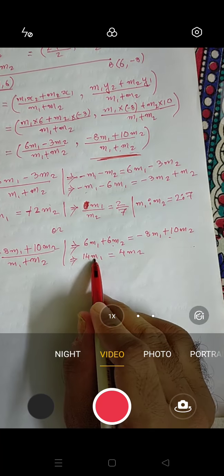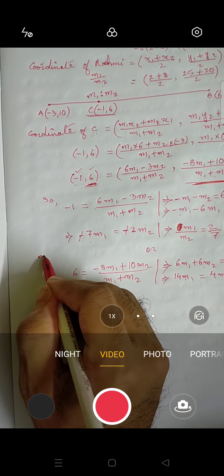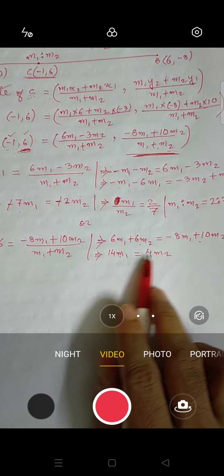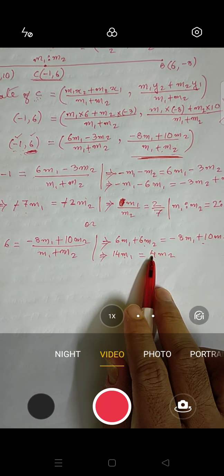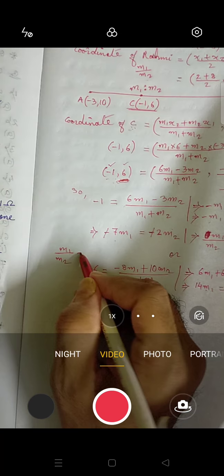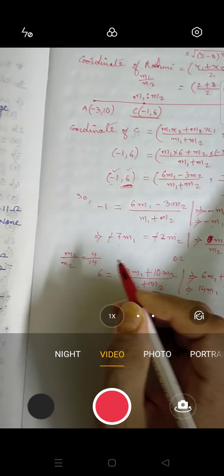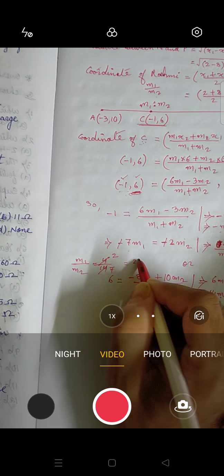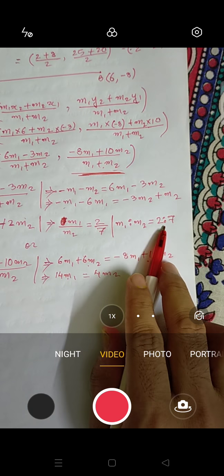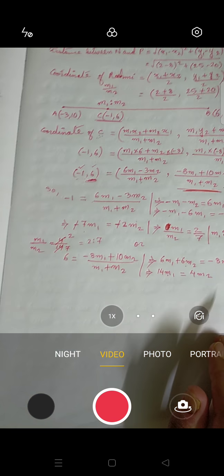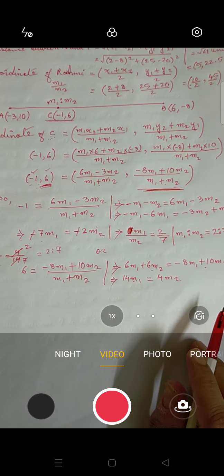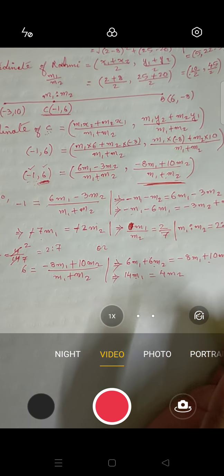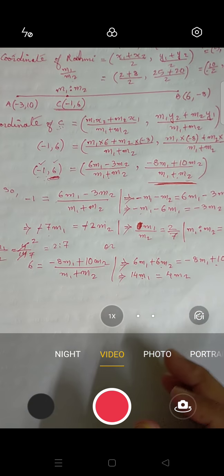Now this m1 by m2, so we can write m1 by m2 the way we have done before. So this m2 has come here, so we are having 4 here, this 14 will go down, equals to 4 by 14. So when you solve this one, this will be 2 and this is 7, so we are having 2:7. This is our ratio, and in the previous case this was our ratio. That means in both the cases you will be having the same ratio.